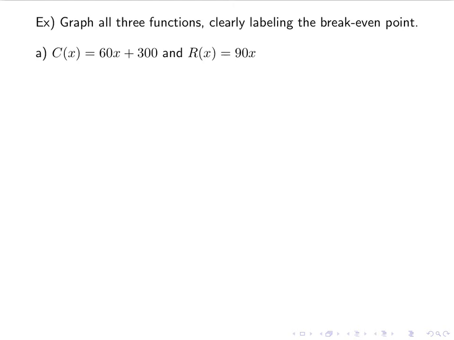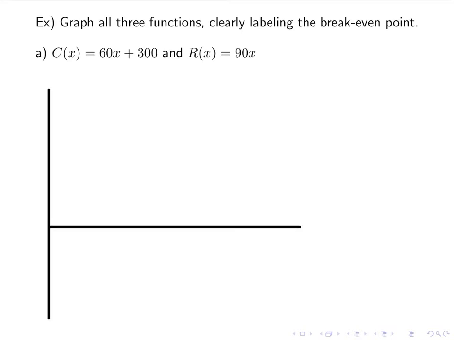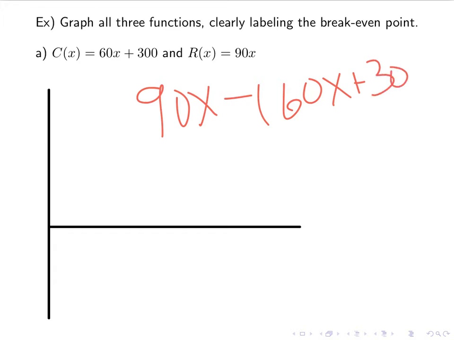So we're given that C of x equals 60x plus 300 and R of x equals 90x. So before I can graph the three functions, I need to find the three functions. I'm given C and R, so the first step is to find P. So remember, I'm going to take my R and subtract my C. So 90 minus 60 is going to be 30, so I'll have 30x minus 300.